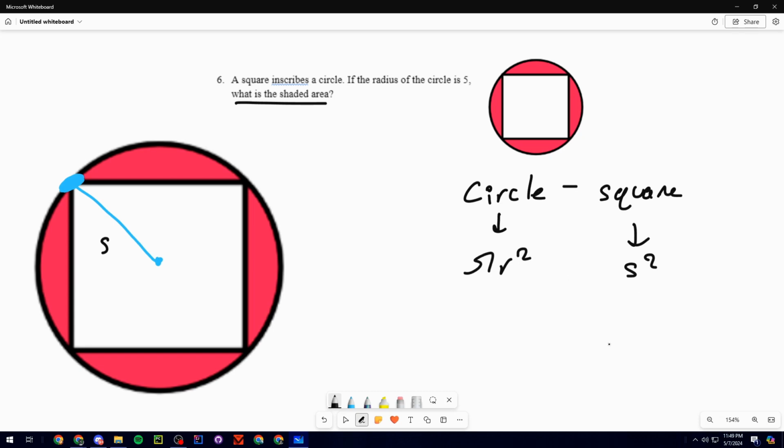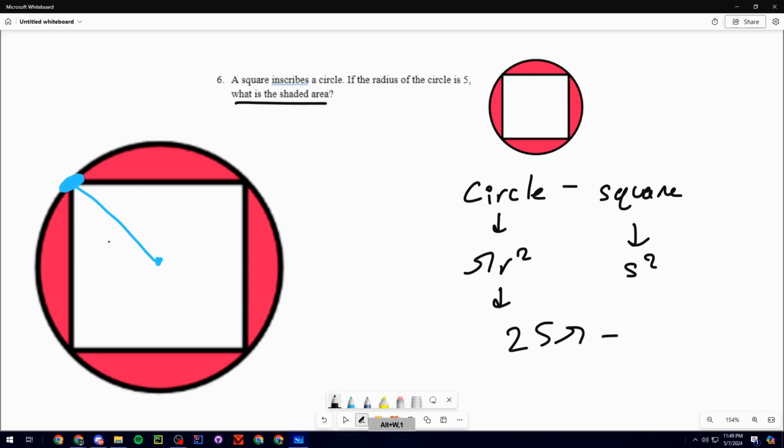So we have that, and the radius of the circle is 5. So we can just plug that in, and we have 25 pi. And for the square, we don't know the side length. So that's what we have the diagram for. We don't know that, we know that this is 5. I'm just going to draw this as a 5 so it doesn't get confused as an s. And now we are in a position where we don't know how to find the side length.